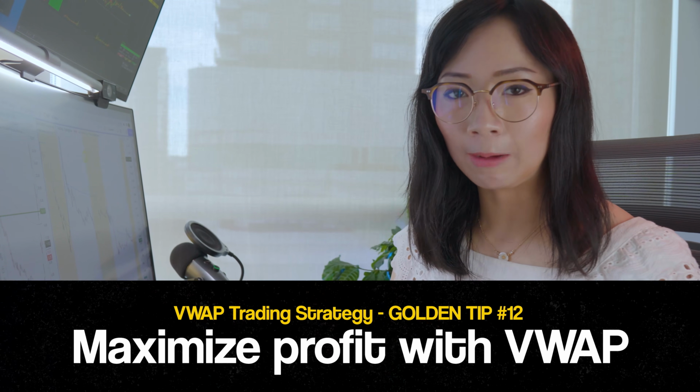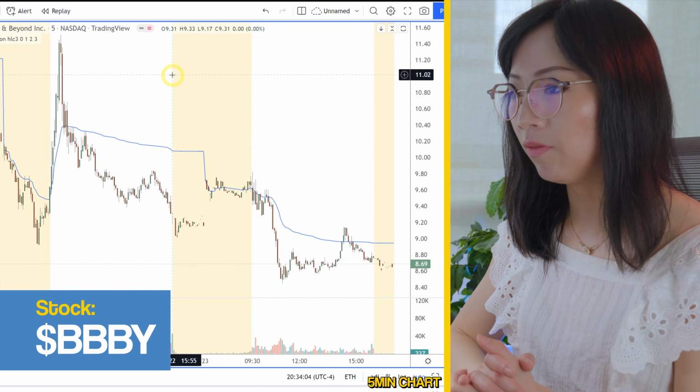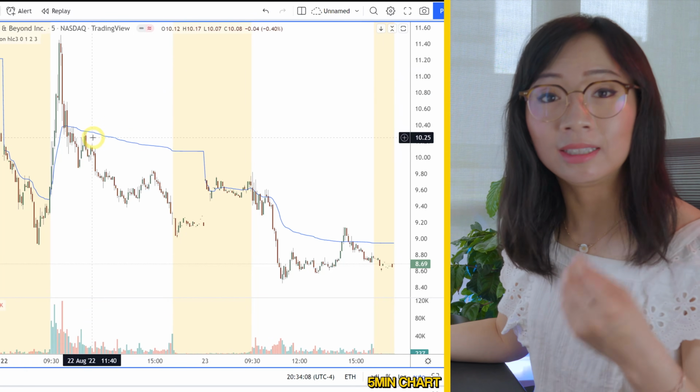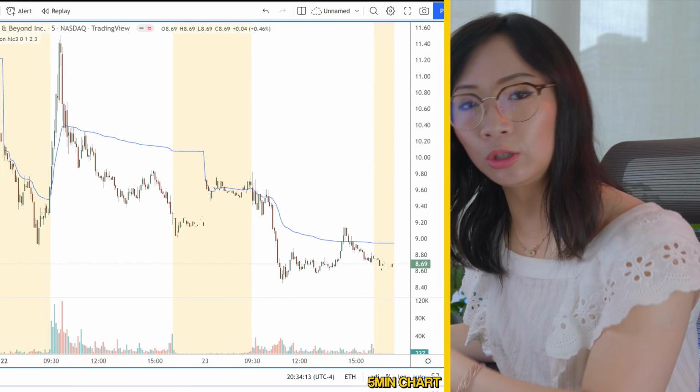Now this brings us to tip number 2, using VWAP to maximize our profits, especially when the stock is breaking down. You guys know that I love shorting meme stocks, whether it's BBBY or AMC in the past. And the reason I love it is because once the stock, as you can see, breaks down VWAP, it stays extremely heavy. And a lot of times they fade all the way into the close.